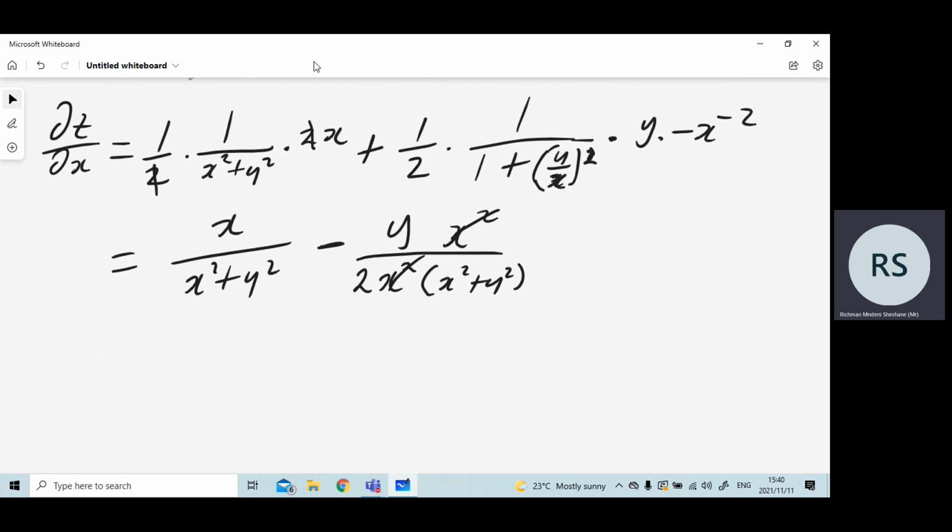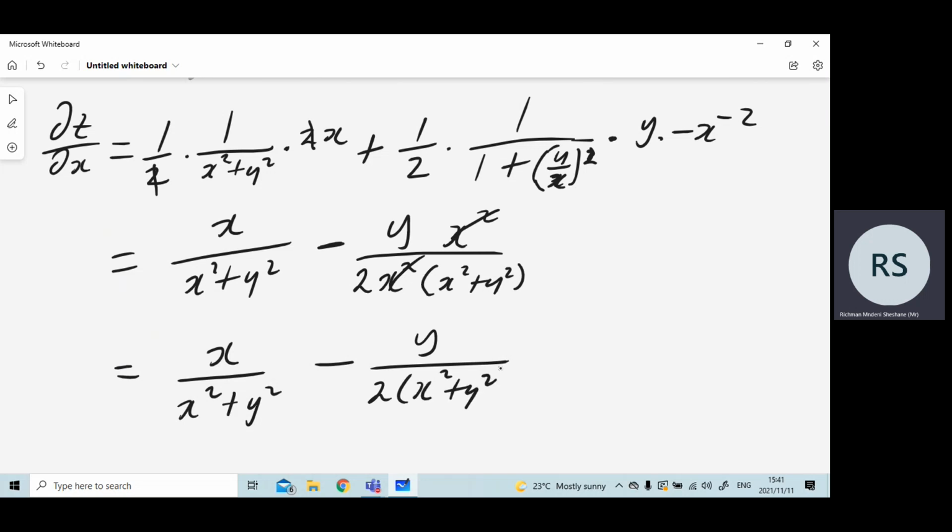I'm simplifying my first derivative here. So I will have x, returning my first term, x squared plus y squared, minus y over 2, x squared plus y squared. My first derivative, I'll simplify it before I find my second partial derivative. So let me add this.